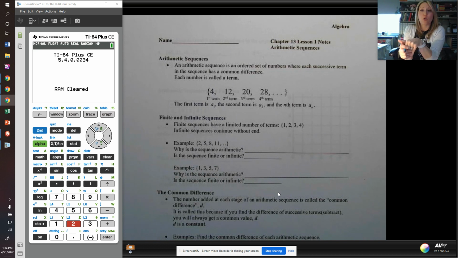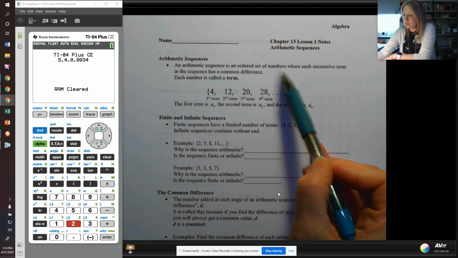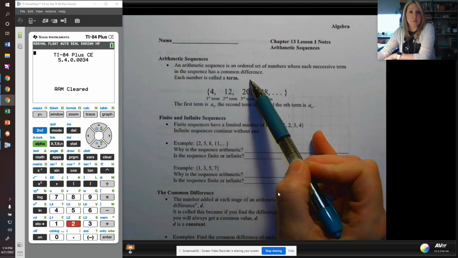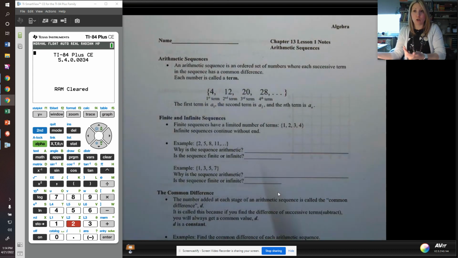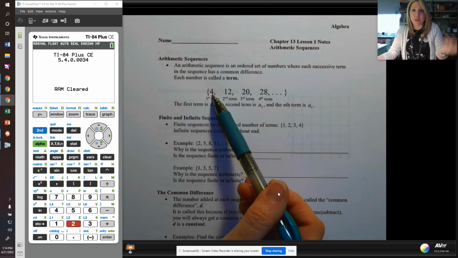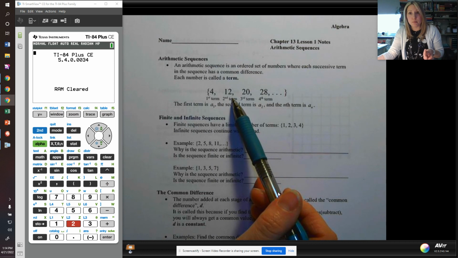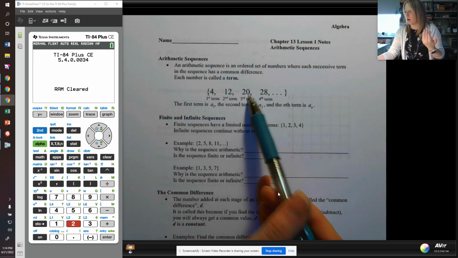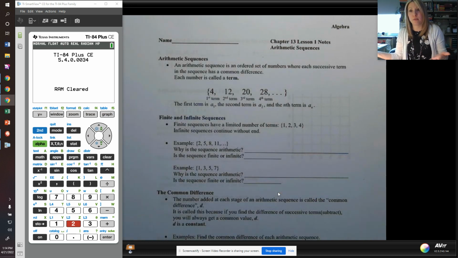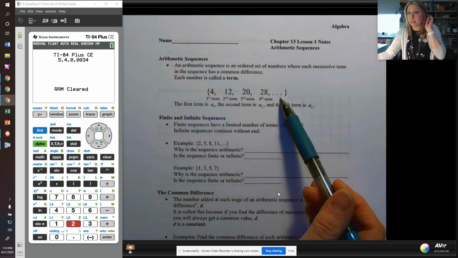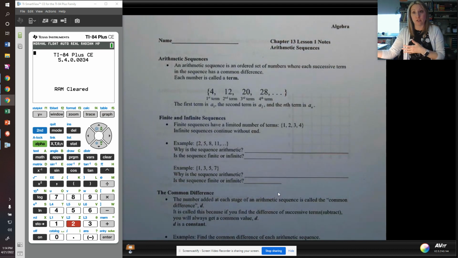So we start with some pretty straightforward arithmetic sequences, which are an ordered set of numbers where each successive term has something called a common difference. Every number in this sequence is called a term, and each one has its order. In our case, the first term, or initial term, is 4, then the second term is 12, our third term is 20, and our fourth term is 28. The dots here indicate that this pattern, with its common difference, continues on into infinity. So we would call this an infinite sequence. It doesn't end. This pattern continues.